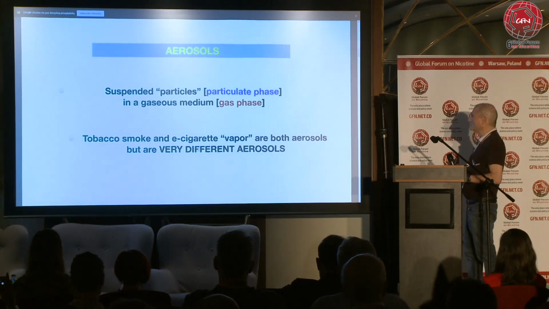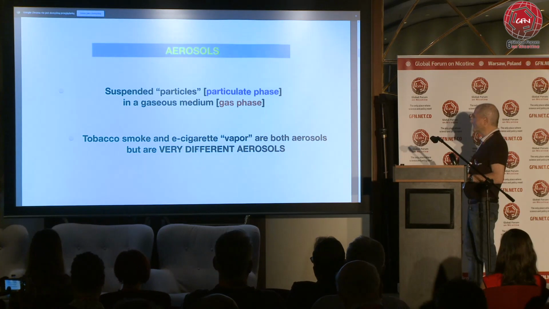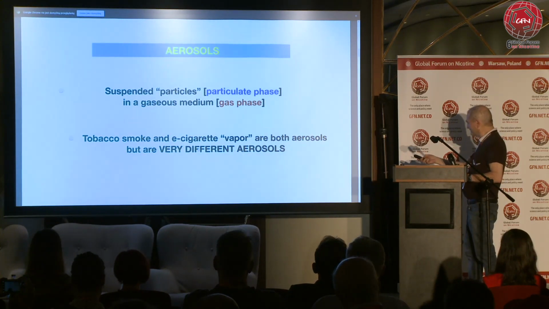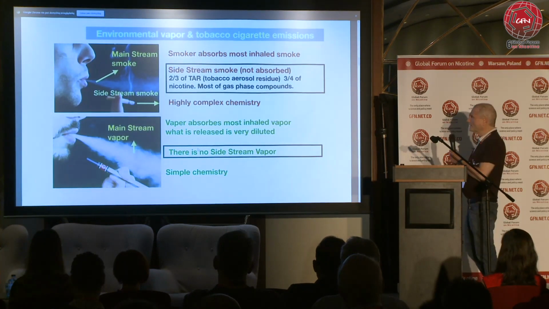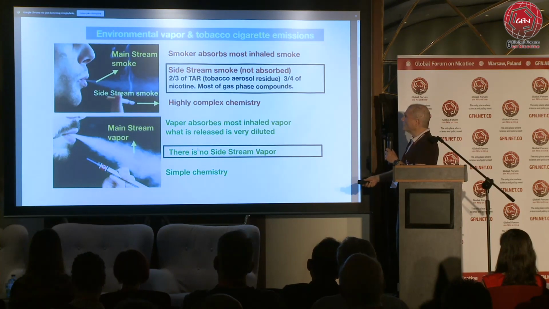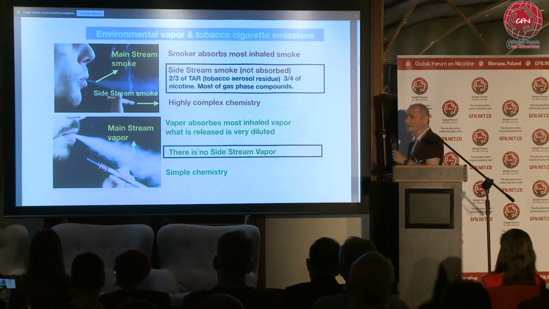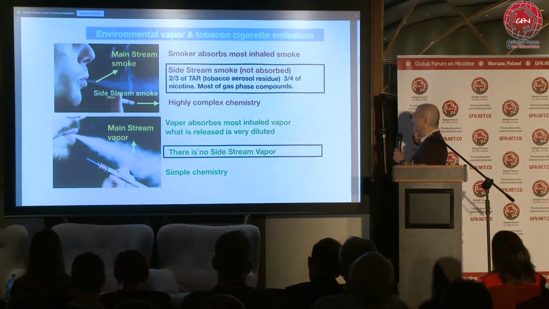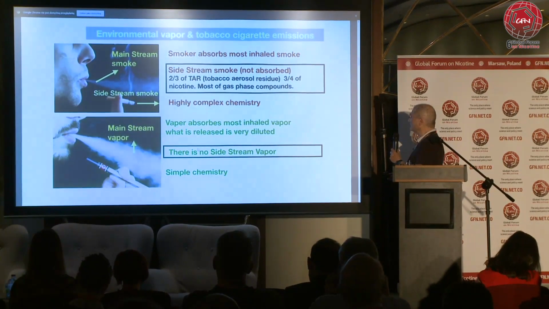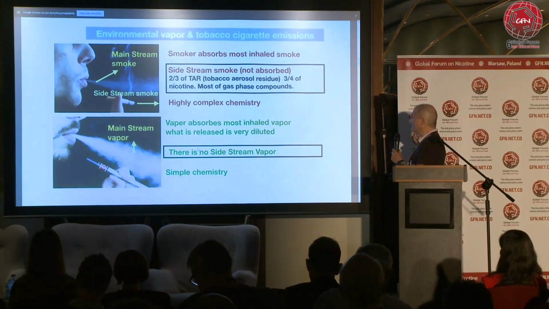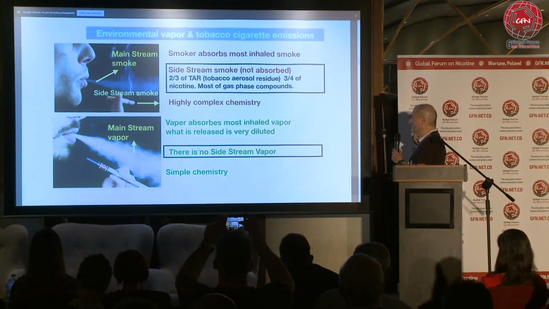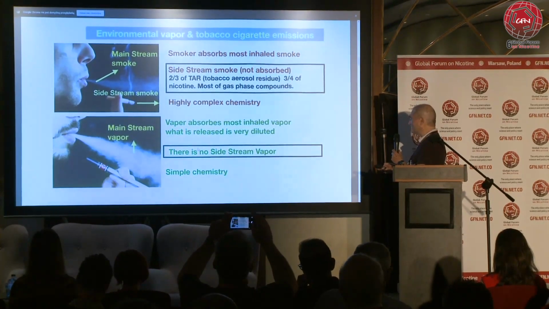Tobacco smoke and vapor, what we call vapor, are both aerosols, but they're very different aerosols. So we all know that when you are smoking, for example, there are two sources. There's the mainstream smoke that comes from the mouth of the smoker, the side stream smoke, and the side stream smoke is never absorbed. So it has most of the mass of what is released by the cigarette, and the smoker absorbs most of the inhaled smoke, and the chemistry is highly complex. On the other hand, with vaping, there is only mainstream, and so that means that's a very big difference, besides the fact that the chemistry is much simpler.